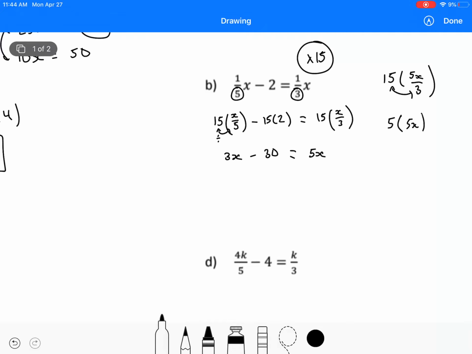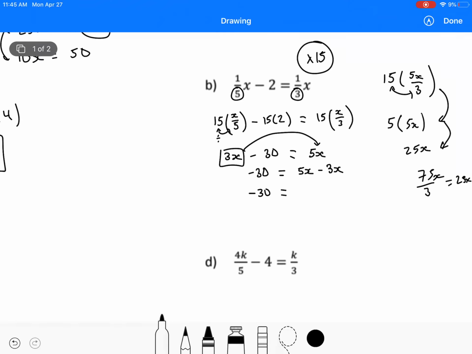So now from here, we're almost done. We just need to solve. So I'm going to pick up the 3x, move it to the other side. So now we have negative 30 is equal to 5x minus 3x. So then negative 30 equals 2x. We'll divide both sides by 2 and get a final answer of negative 15 equals x.